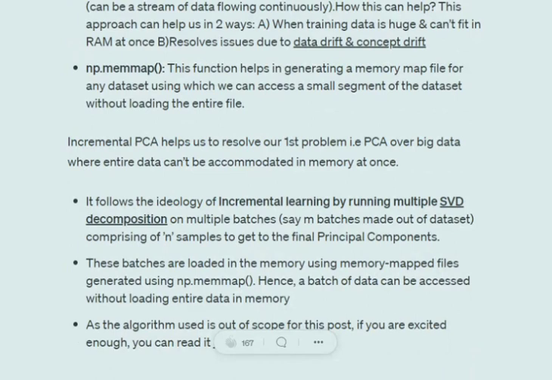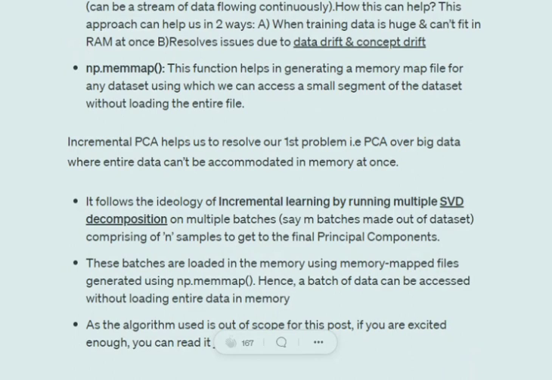Now, incremental PCA is helping us to resolve the problem with big data. So how is it doing that? I'm just giving you an overview of how it performs. I'm not going into the depth of how incremental PCA performs, because it is out of the scope of this vlog. So basically, incremental PCA works by performing incremental learning by running multiple SVD decompositions. SVD decomposition is again a method for dimension reduction, run over multiple batches of data.